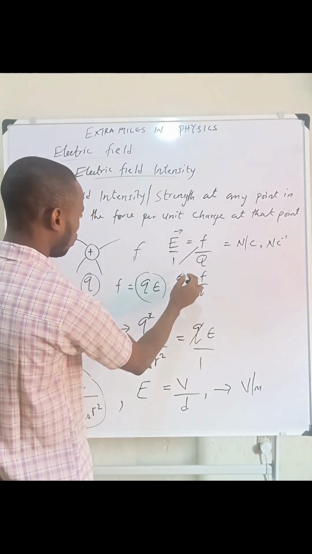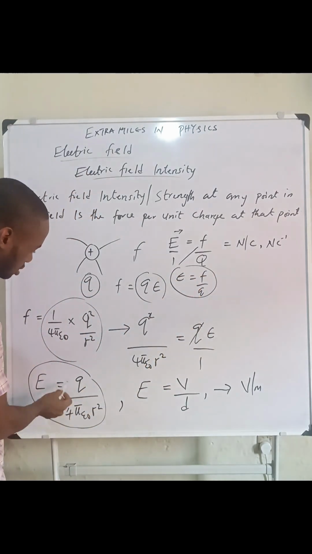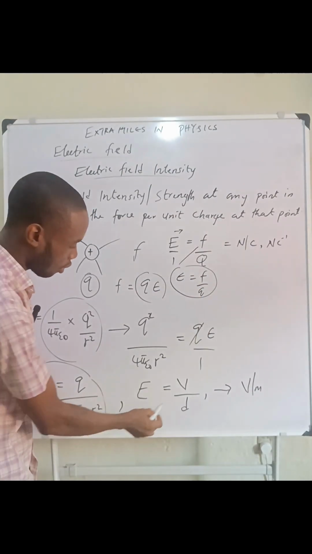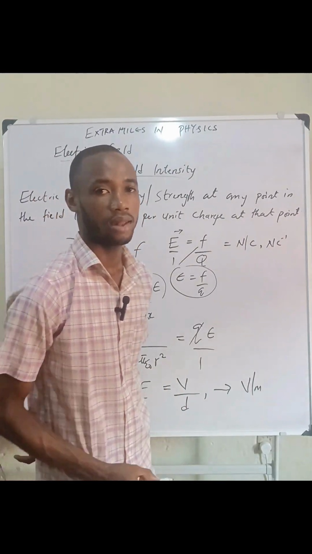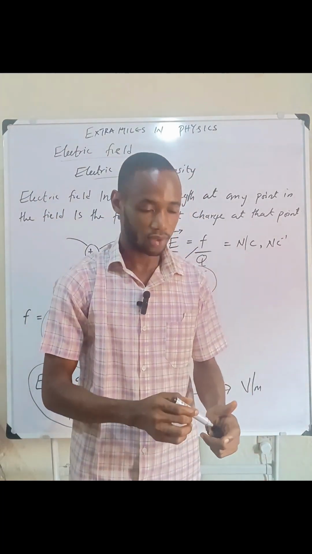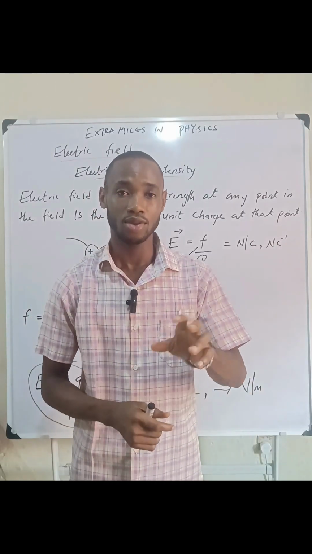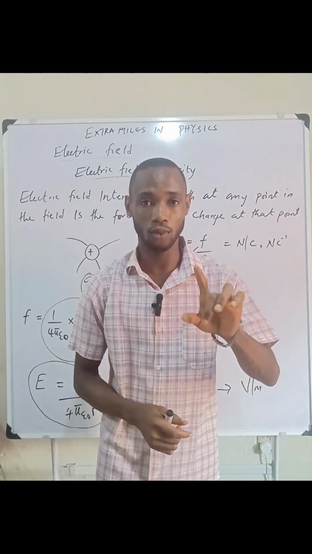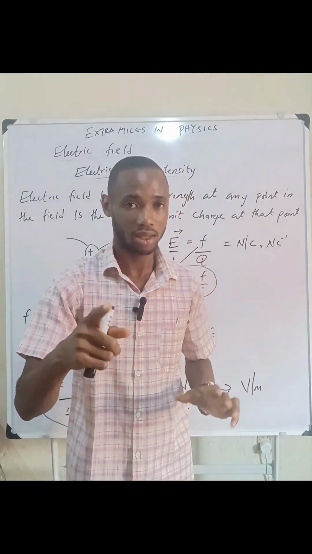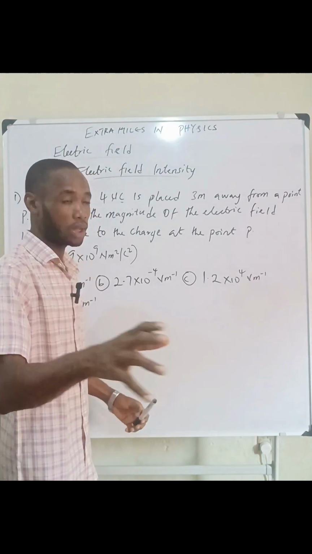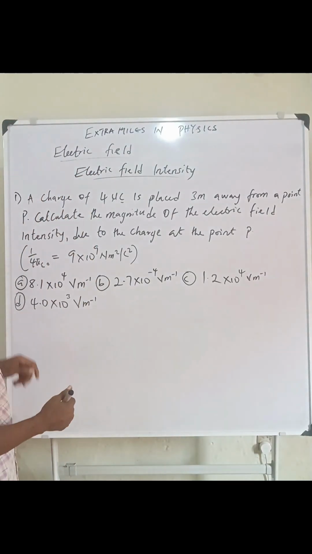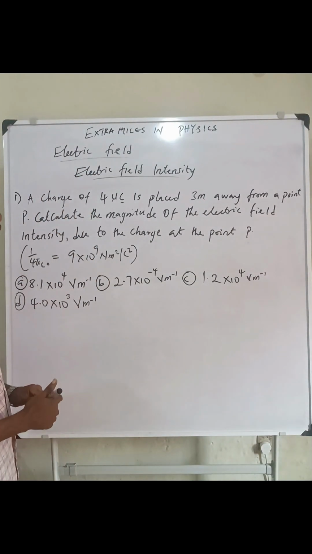So either I use the first formula, which is that E equals force over charge, or I use the second one, or I use this. I don't think there's any other thing they will ask you on the electric field intensity that these three formulas can't handle. So maybe let's take 1 or 2 questions, then we'll go to electric potential. Stay put as we do that. Let's quickly do this one here. The question goes like this: a charge of 4 microcoulomb is placed 3 meters away from a point P.